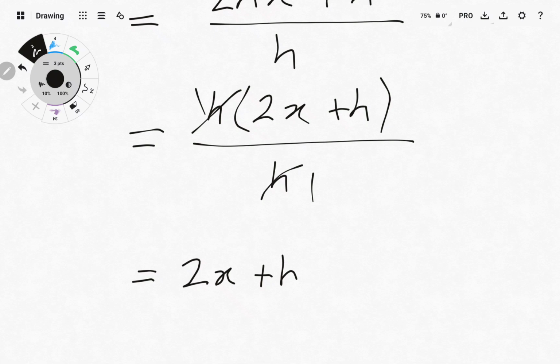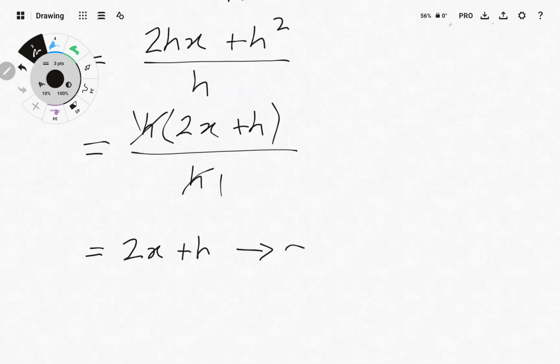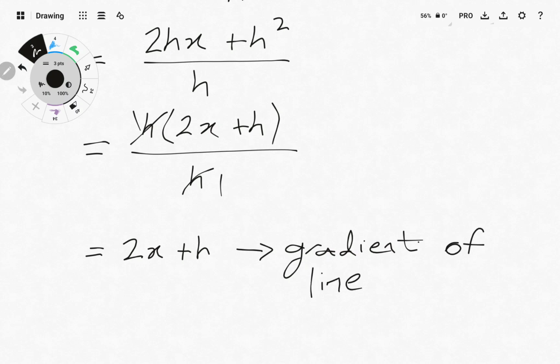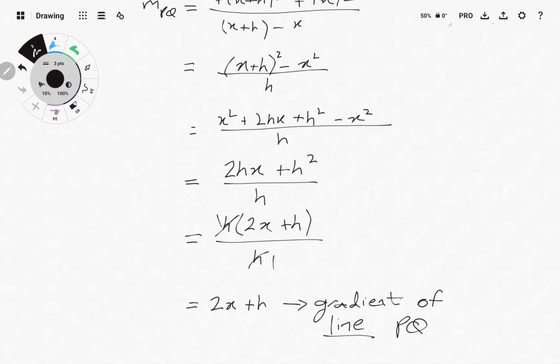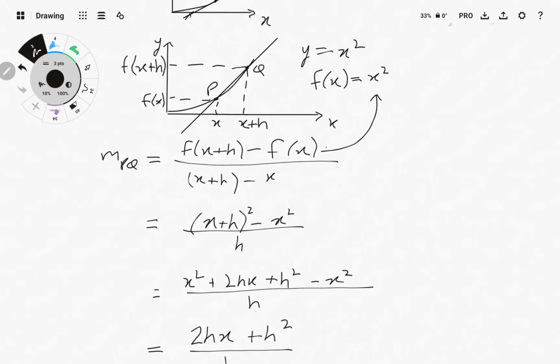Now what I have over here, right at this step, is basically the gradient of the line PQ. This is not the gradient of the curve yet. Now let's see what we actually had over here.